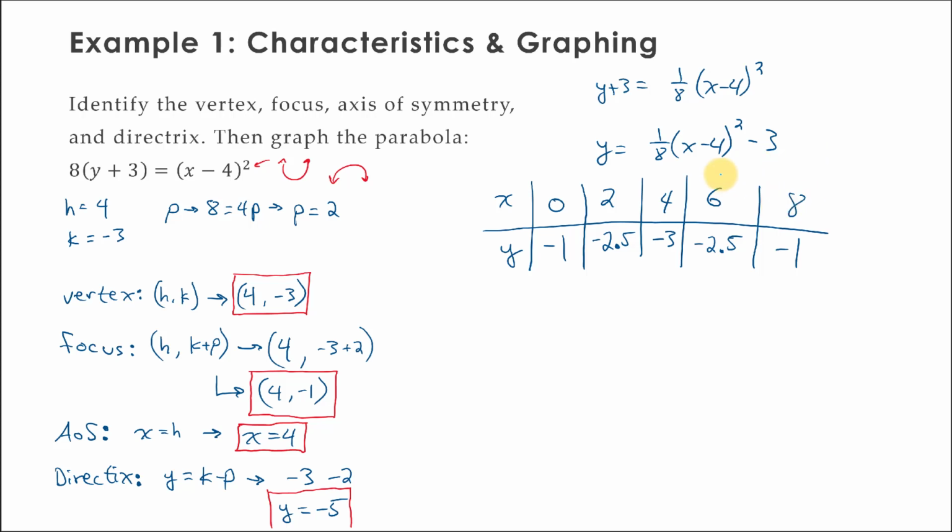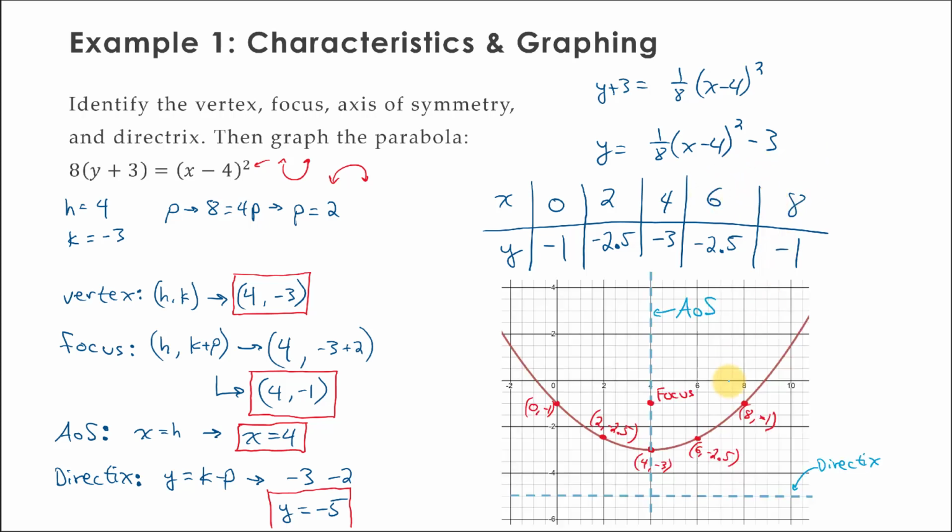And off of this table, we can go ahead and graph everything we need for this parabola. Okay, so I've got all my points, I've got the curve, I've got the focus, the axis of symmetry, and the directrix is everything that you need when graphing a parabola like this. Okay.